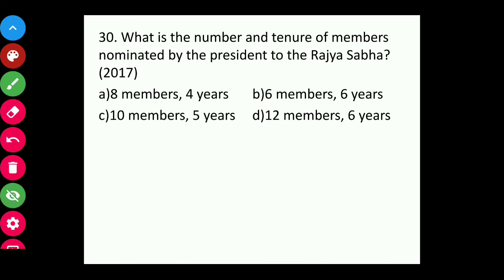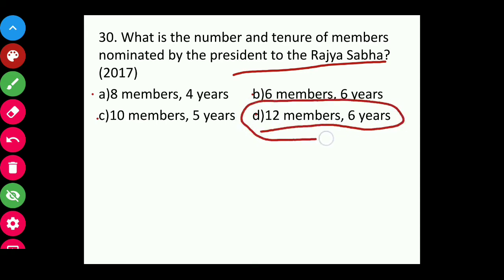30. What is the number and tenure of members nominated by the President to Rajya Sabha? A. 8 members 4 years. B. 6 members 6 years. C. 10 members 5 years. D. 12 members and 6 years. So the President can nominate 12 members for 6 years to the Rajya Sabha.